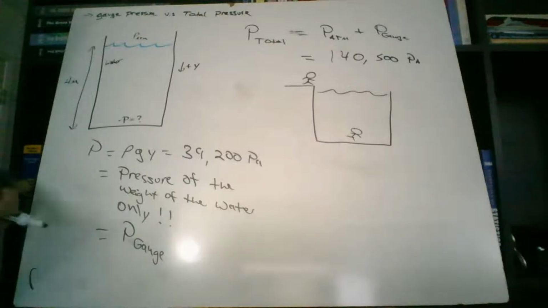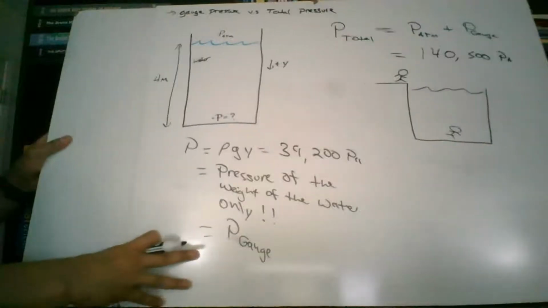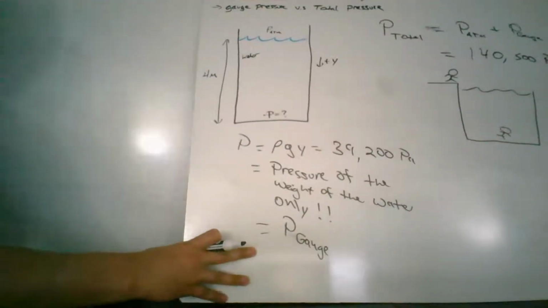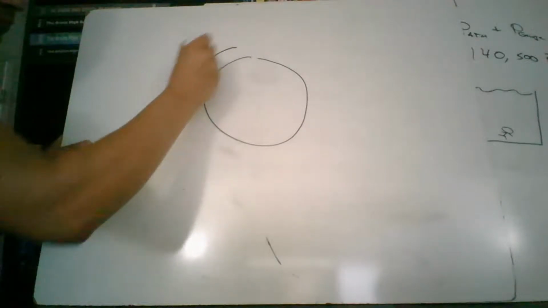Okay? Another example that we could use to understand gauge pressure a little bit better is with tires. Tires are measured in kilopascals, and we look at it in terms of tires as well. So here's a tire.